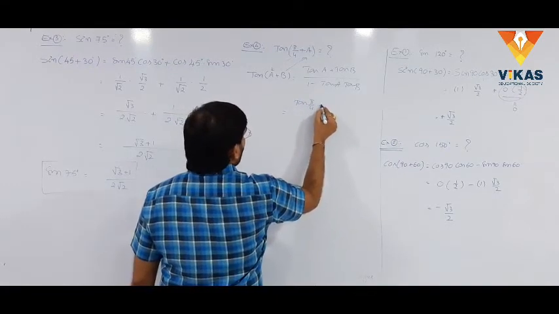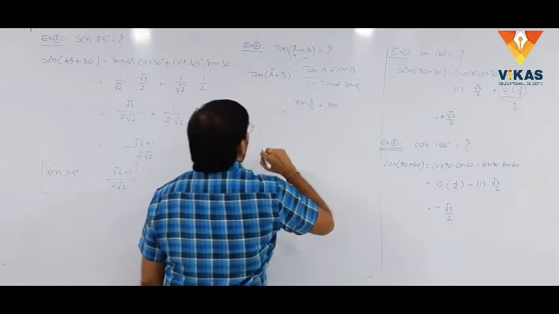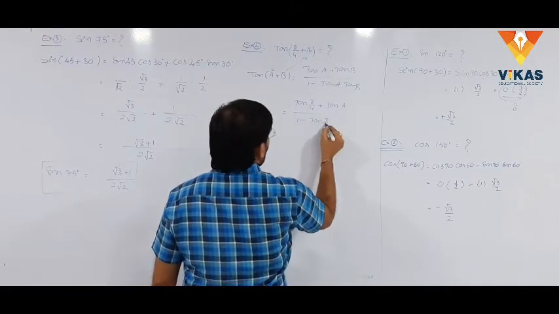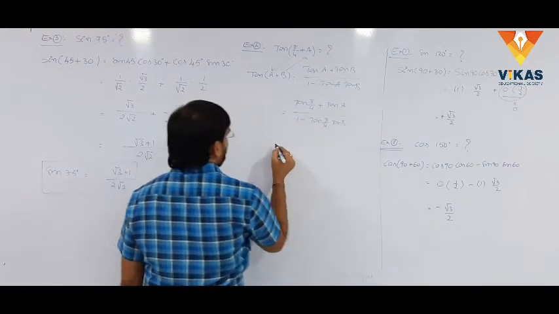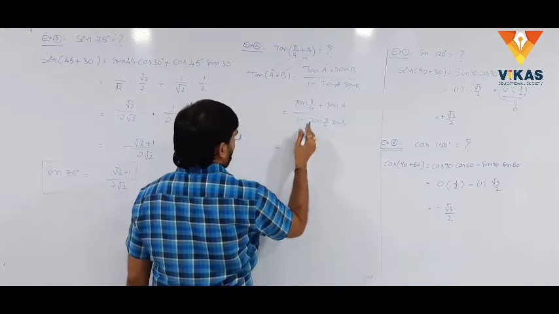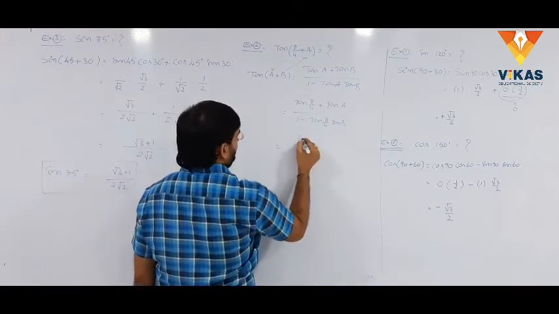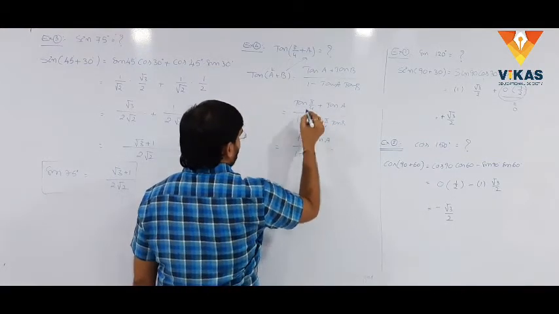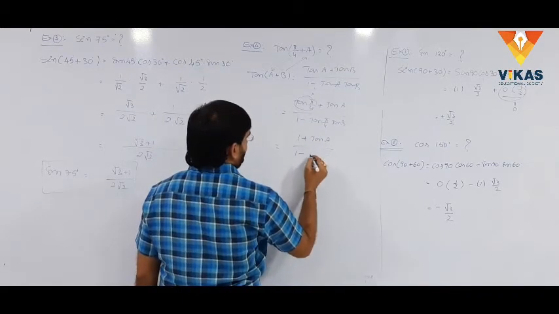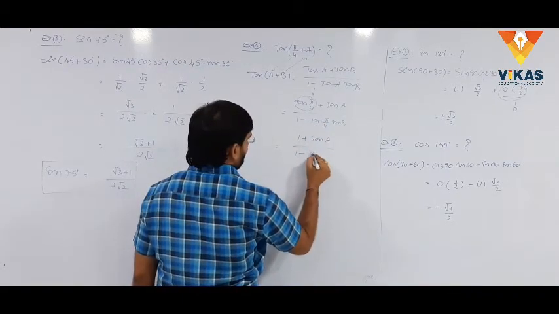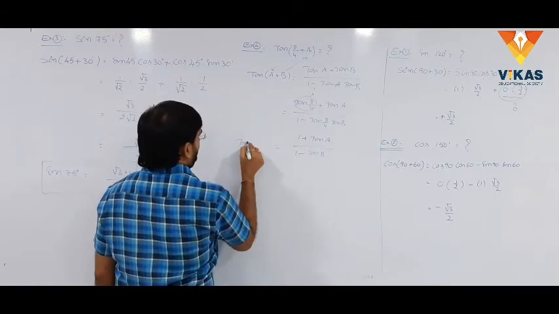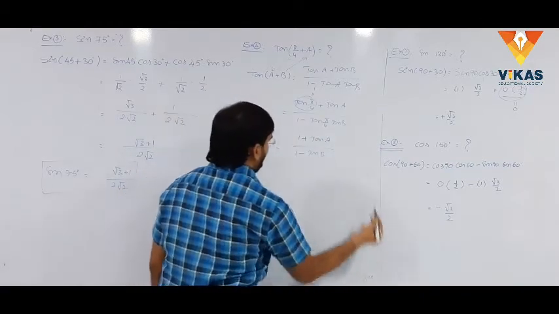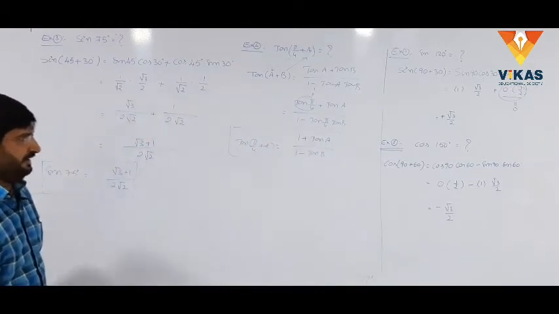Tan pi by 4 plus tan a by 1 minus tan pi by 4 tan a. Simply, tan pi by 4 value, pi by 4 means 45 degrees, and tan 45 is 1. So tan of pi by 4 plus a equals 1 plus tan a by 1 minus tan a. Write down.